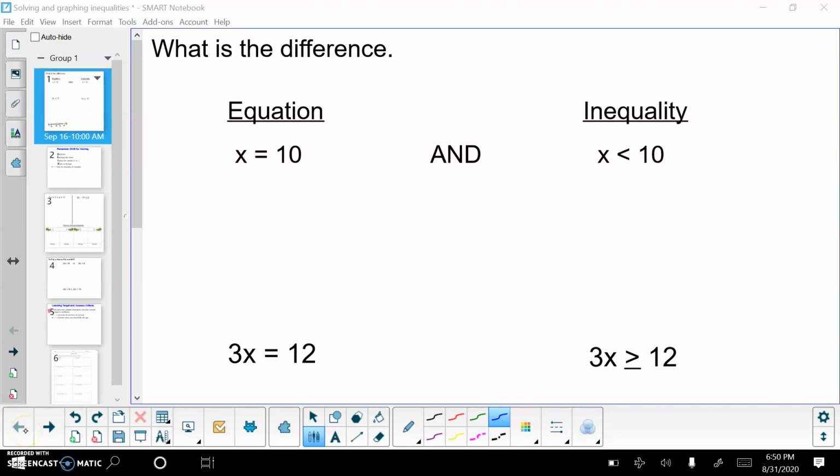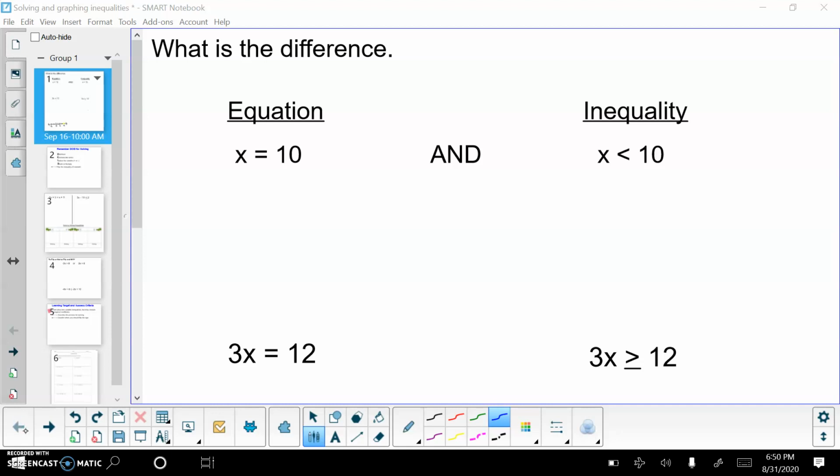Hello, this is our lesson on solving an inequality. We've already done equations and now we're going to move on to an inequality. What we're going to look at first is the basic difference between an equation, I've got two on the left, x equals 10 and 3x equals 12, and an inequality where you have the less than or the greater than signs.